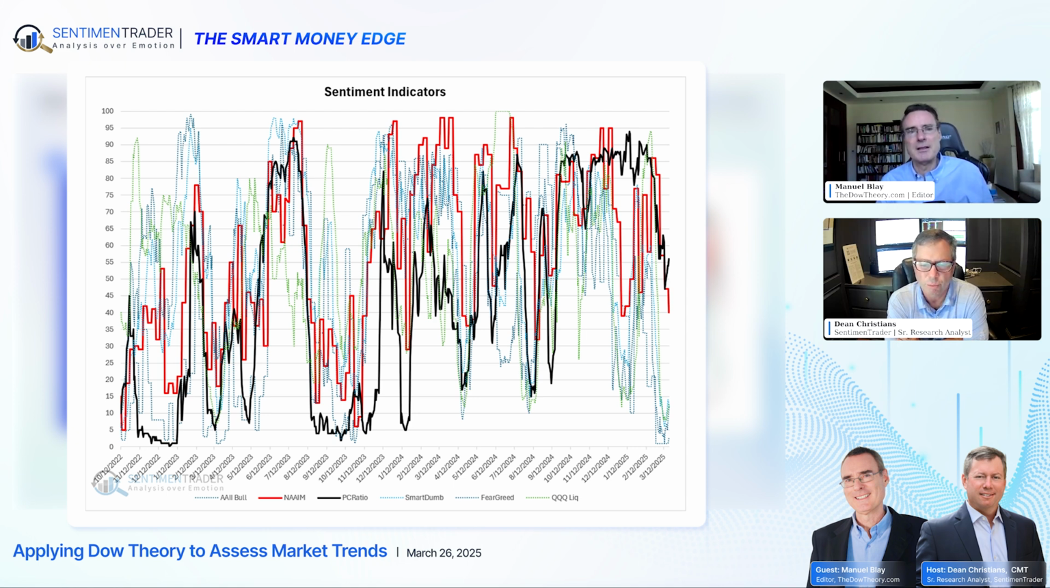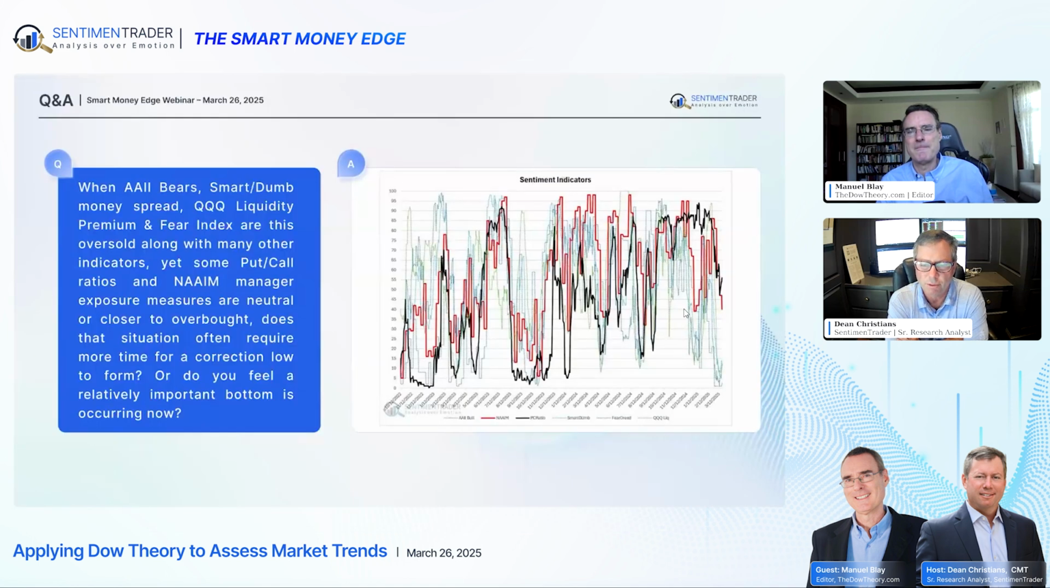V-shaped bottoms are pretty rare. At least they used to be rare. With more intervention from the Fed and fiscal and monetary policy, you've seen these V-shaped bottoms occur over the last several years, but traditionally with markets, you come down, you make a low, you bounce, and then you retest.